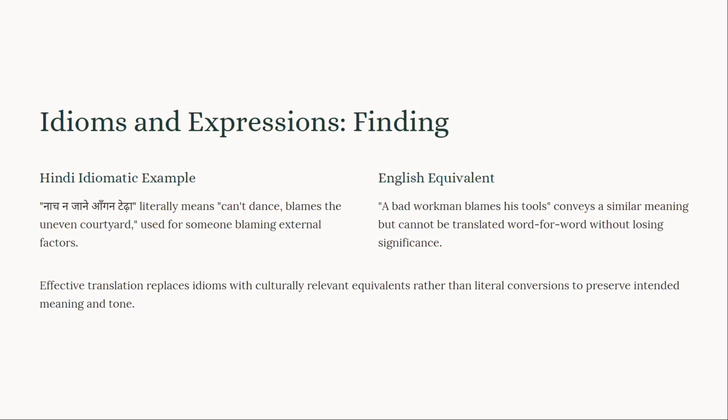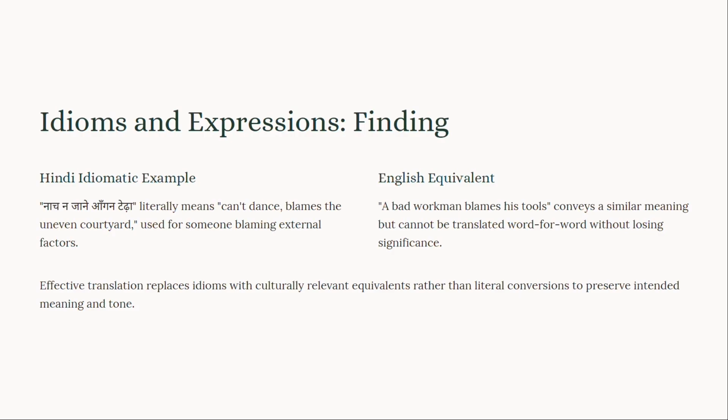When we are translating Hindi idioms, for example, naach ne jaane aangan teda, what does it literally mean? Can't dance, blames the uneven courtyard. It is used for someone blaming external factors. It cannot be literally translated. How would you translate that? Find an equivalent idiom or expression which is there in English. For example, a bad workman blames his tools can be used in place of naach na jaane aangan teda. It conveys a similar meaning but cannot be translated word for word without losing significance.